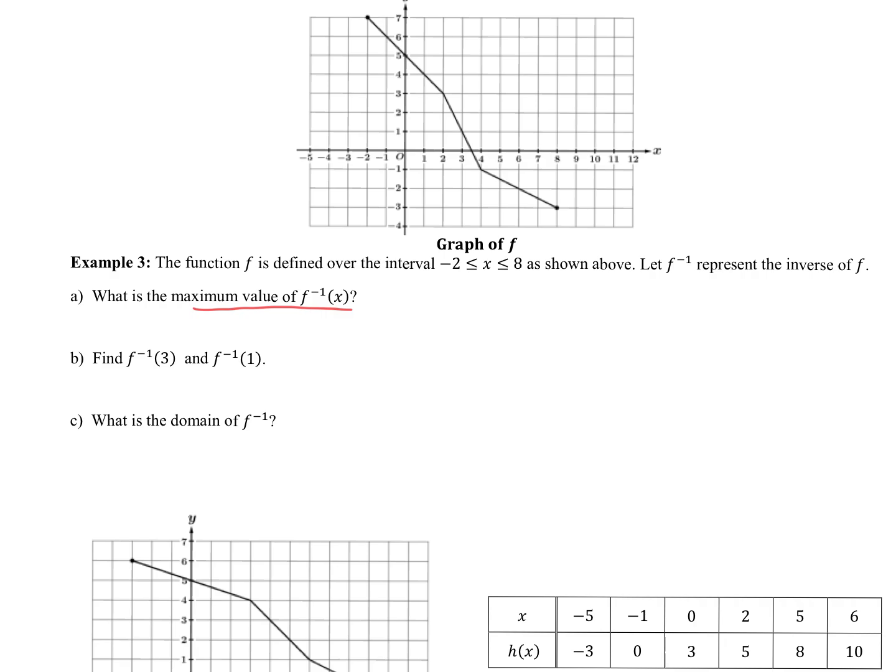The x, because normally it'd be the what? The y, but now it's the inverse, so it's the maximum what value? The x. So what is the maximum x value? 8. All right. All right, let's keep going.